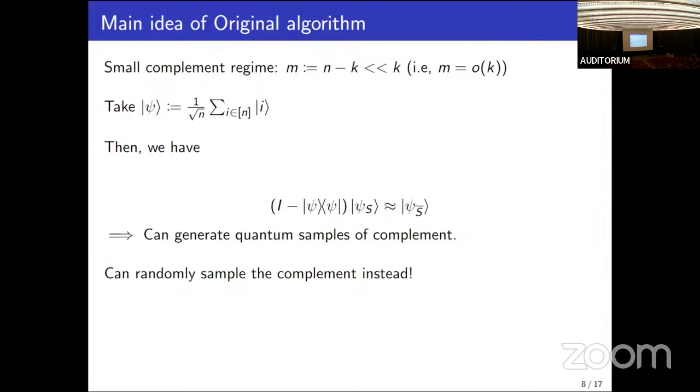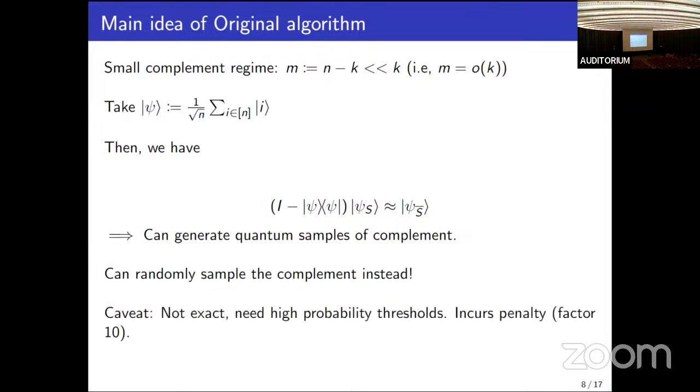However, since this is not exact, if you try to use computational basis measurements on this approximate state, you will definitely get, at some point, elements that belong to S instead. So the way the authors got around this was to just say, okay, when you sample these, only consider the elements that are above a certain frequency threshold, and that just works out. However, this incurs a penalty of a factor of 10.